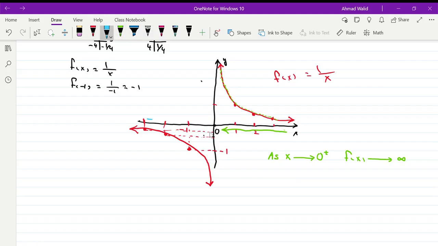Now, look at the blue line. When I'm approaching 0 from the left, where does the function go? The function goes to negative infinity. And I can write, as x approaching 0 from the left, you see I put a negative on the top right of 0. Correct? We read it as from the right or from the left. As x approaches 0 from the left, f of x approaches negative infinity.